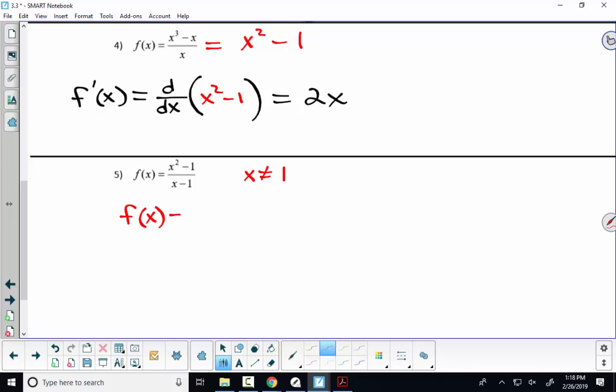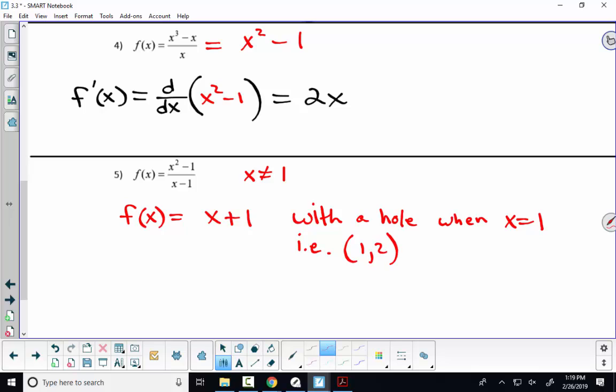So we simplify f of x, difference of squares up top cancels out with the factor of x minus 1 on the bottom. So f of x is a pretty simple function. It's just x plus 1, but we do have a hole at x equal to 1, or removable discontinuity. So the original function is the same as x plus 1 with a hole at 1, 2.